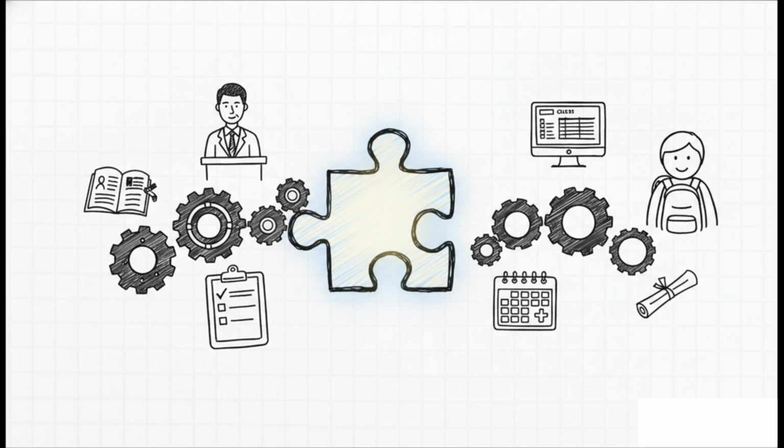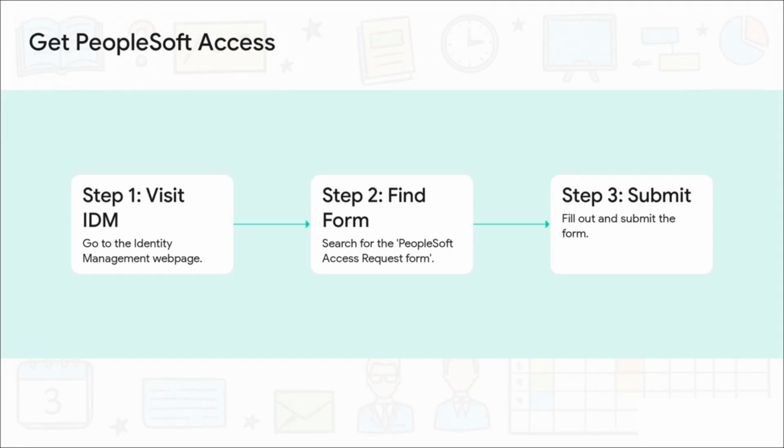No pressure, right? Okay, first things first. You've got to get on the game board. You can't play if you can't get in, right? The process is actually super straightforward. Just head over to the Identity Management webpage, search for the PeopleSoft Access form, fill it out, and hit Submit. My advice, get this done as soon as you can, way before the schedule build really kicks off.